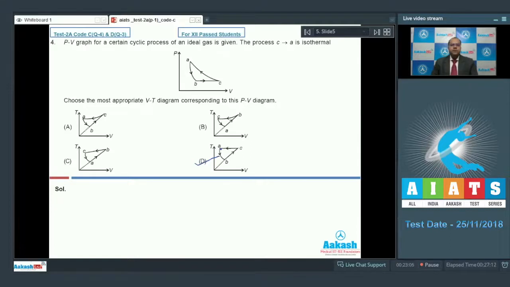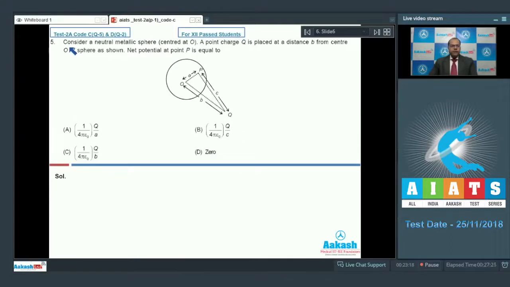Let's move to question number 5. In question number 5, consider a neutral metallic sphere centered at O. A point charge Q is placed at a distance B from the center O of the sphere as shown. Net potential at point P is equal to.